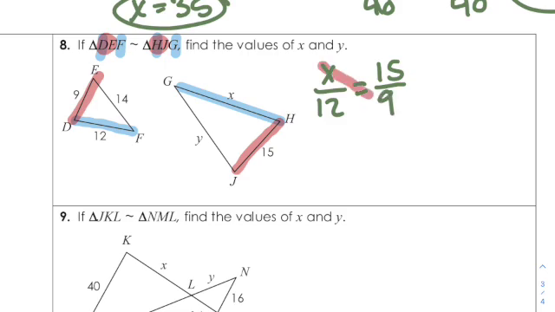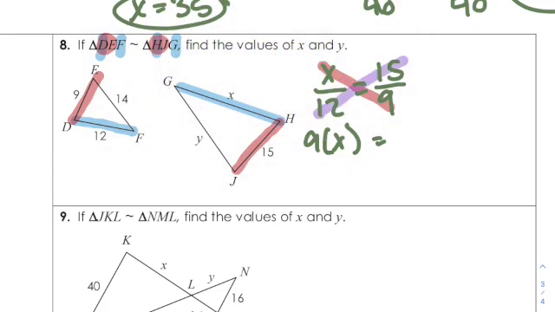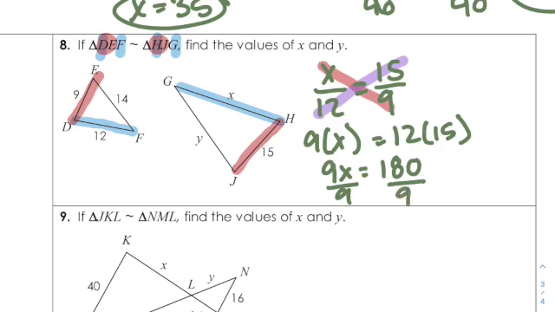So we do x times 9, so 9 times x, and then 12 times 15. Okay. 9 times x is 9x, and then 12 times 15 is 180. Then we divide both sides by 9, and we get x equals 20.